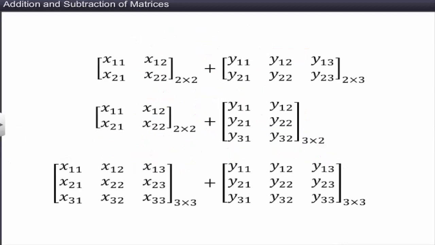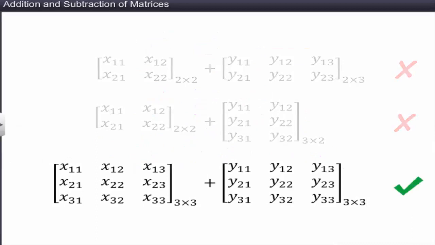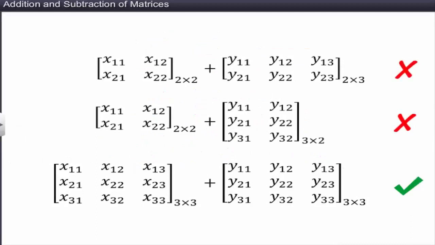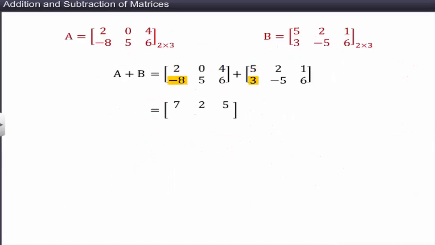It has to be noted that matrix addition can be performed over matrices having the same order. An example of the addition operation over two matrices A and B is shown here. The sum operation is shown here. Every element of A is added to the corresponding element of B. The sum of the matrices A and B is as shown.